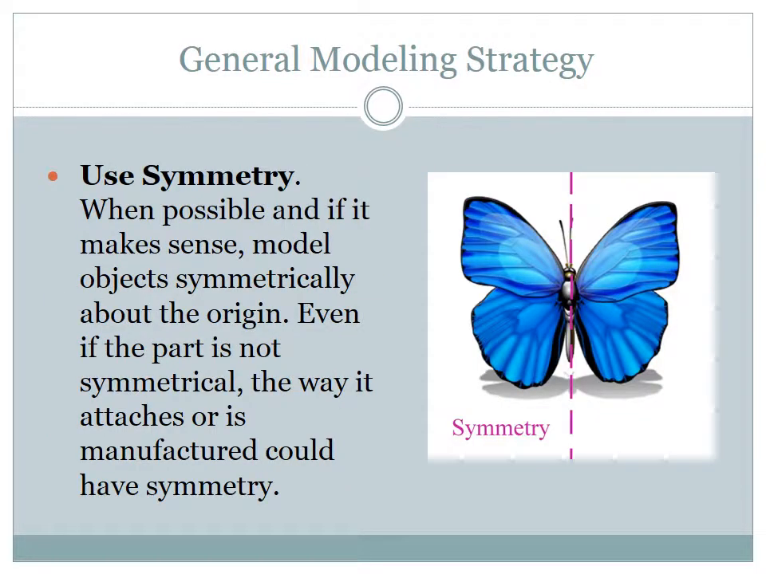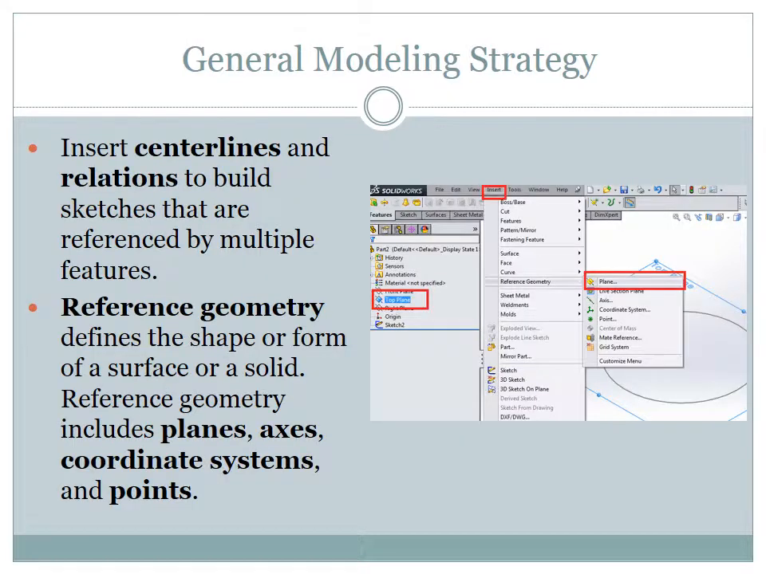Rule number 4, use symmetry. When possible and if it makes sense, model objects symmetrically about the origin. Even if the part is not symmetrical, the way it attaches or is manufactured could have symmetry. Insert center lines to build sketches that are referenced by multiple features.